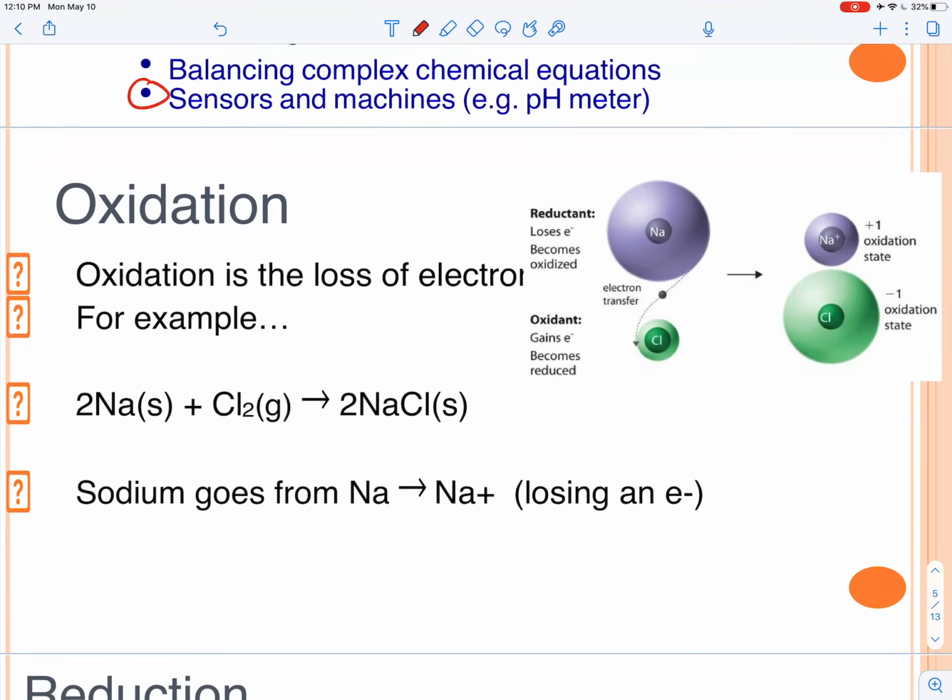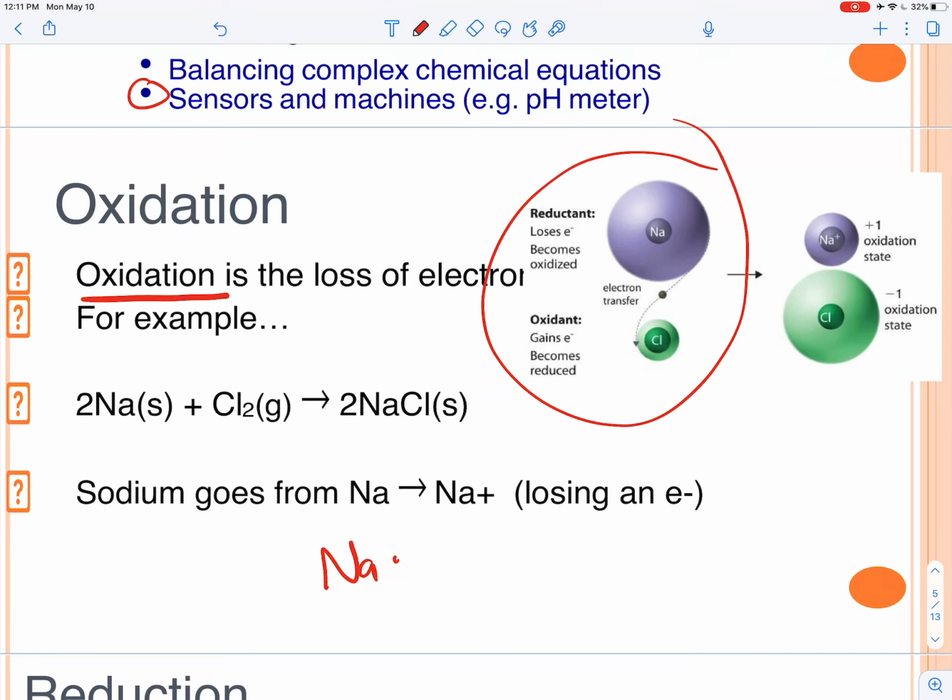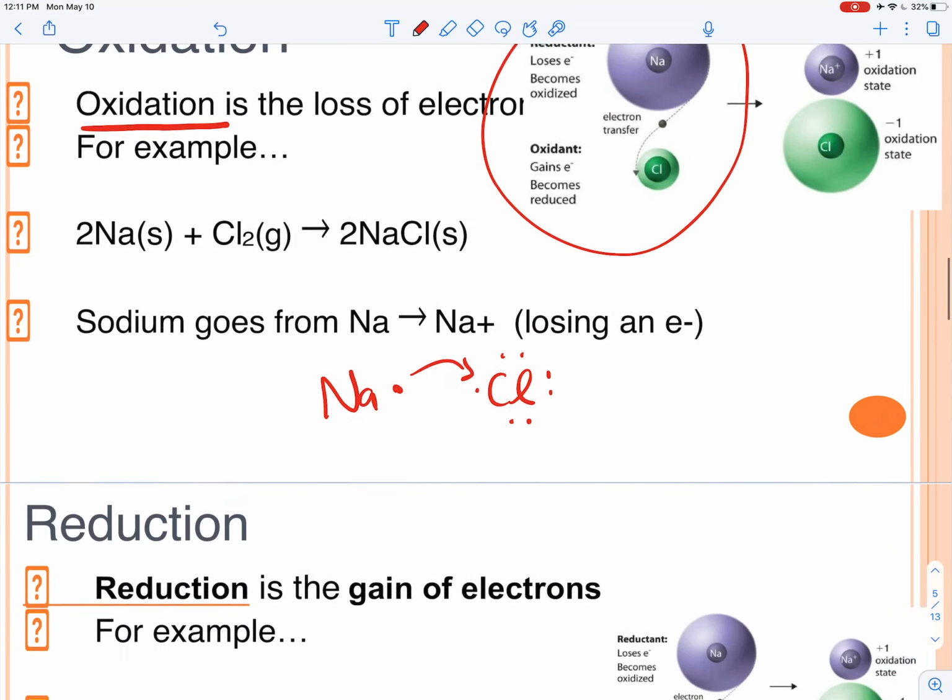So what is oxidation? Oxidation is the loss of electrons, okay? So here sodium gives up an electron to the chlorine to become sodium ion, okay? We can also see that happening in this picture here. All right, so we know that sodium with its one valence electron wants to give it to chlorine, which has 7. This is something we've learned previously.